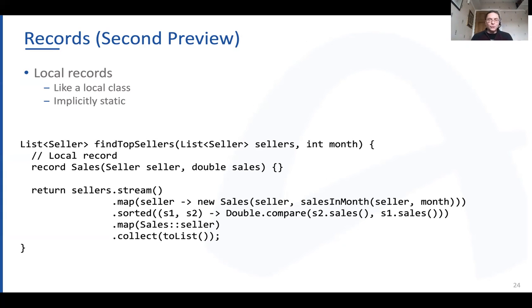Then we can sort that based on the sales of each of those sellers, and then we can map it back to the sellers and collect it in a list. And what that will do is, because it's sorted, we can see the ordering of the sellers based on how much they've sold in a given month. And by doing that with a local record, it actually eliminates a whole lot of code that we would have to do otherwise. It makes it much more concise and much more subtle.